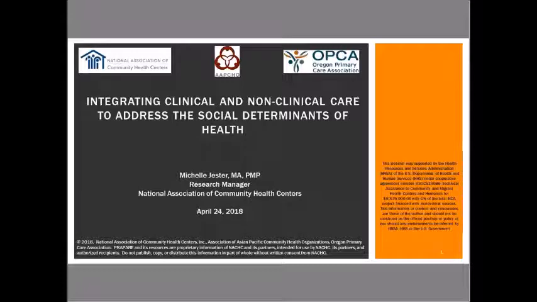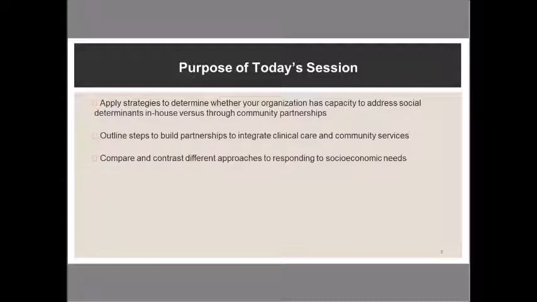So today what we really wanted to do was to give you some strategies to first determine whether your organization has capacity to address social determinants of health in-house or through community partnerships. We'll help you figure out ways to determine what might work best in your own setting. We then wanted to outline some steps that you can take to build partnerships to integrate clinical care and community services. And finally, we wanted to provide you with an array of different approaches so that you can compare and contrast different ways to respond to socioeconomic needs, because there's no one-size-fits-all when it comes to responding to social determinants.